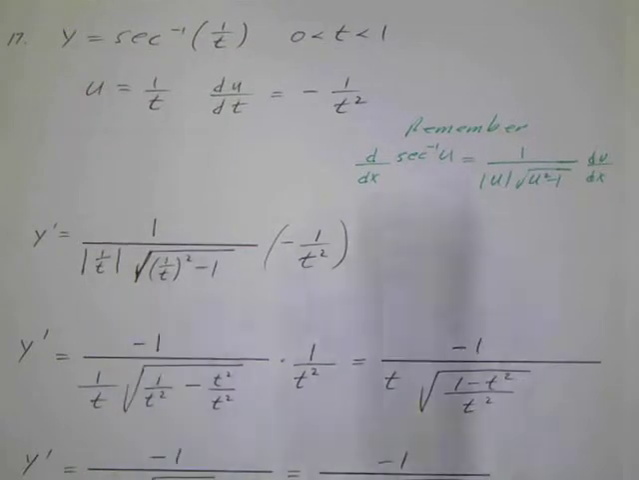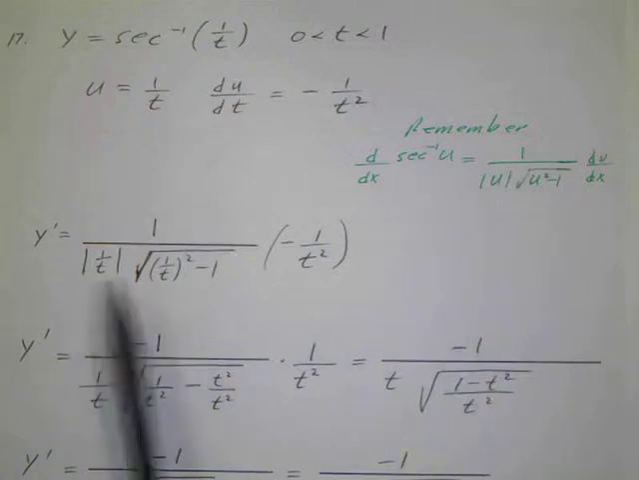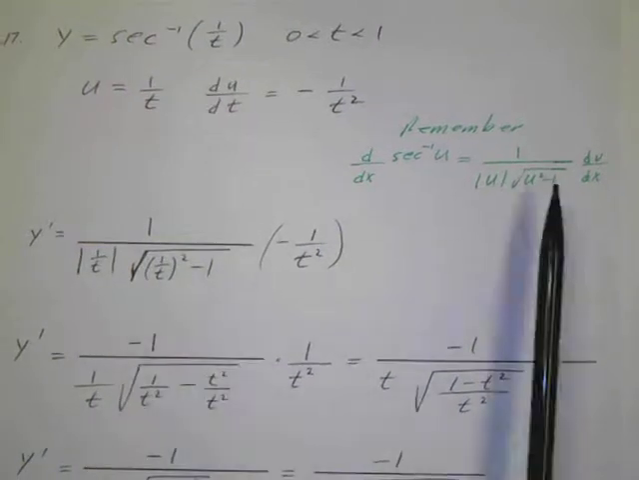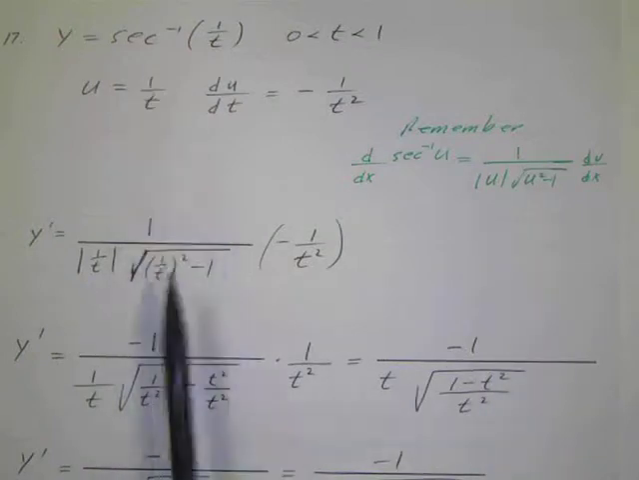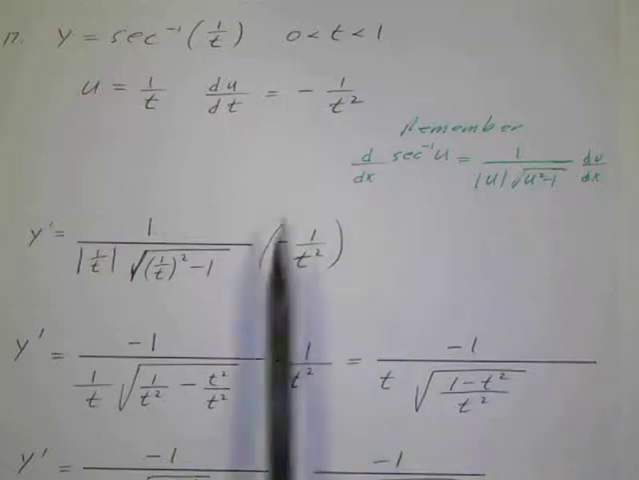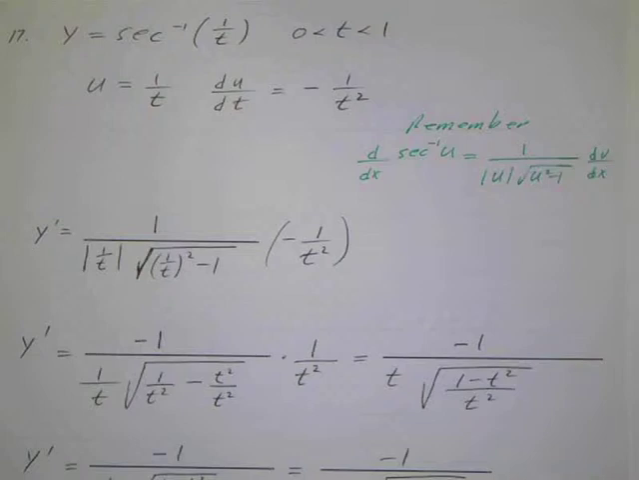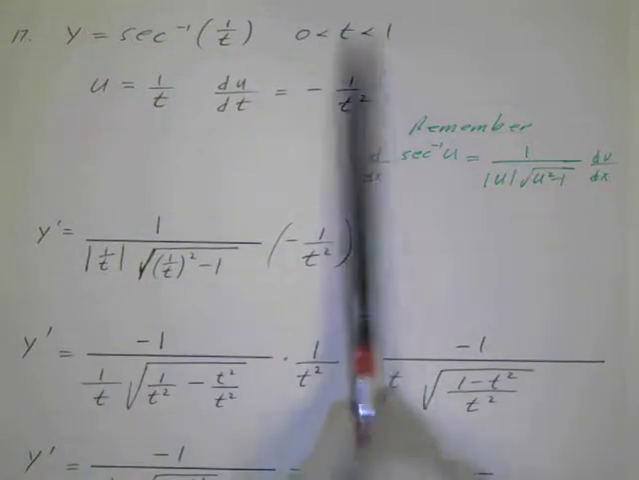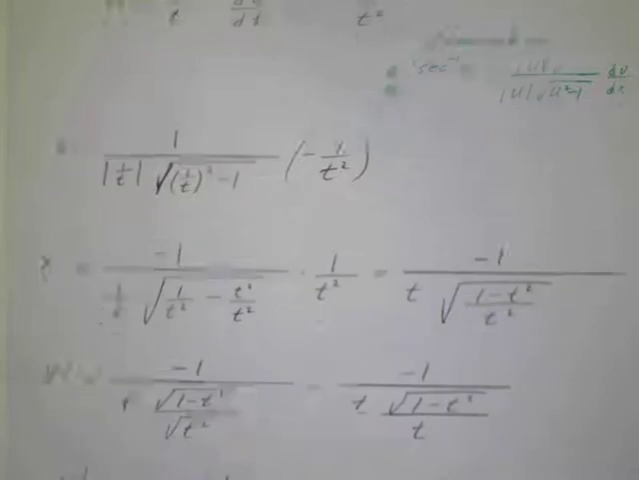So my u is 1 over t, so it's going to be the absolute value of 1 over t times the square root of u squared, which is 1 over t squared, minus 1, times du dx, and that's going to be the negative 1 over t squared. So you write it down carefully. Now remember, again, t is going to be positive, so I really don't need the absolute values. I can write this as 1 over t.